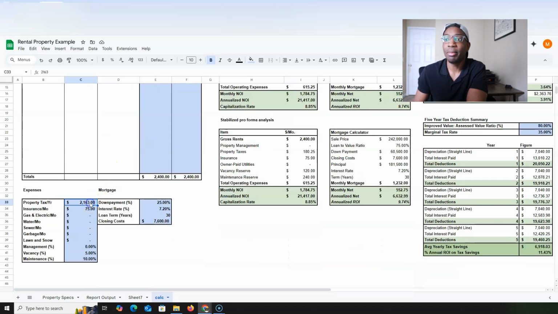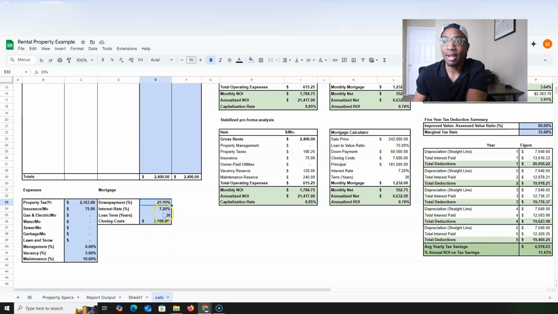And then property taxes, this is just based off of what I found online, insurance, and then I set aside money for vacancy and maintenance. So I just put 15%. Some people go higher, some people stay lower, but to be more conservative, probably should be closer to 20%, but I just put 15%. I estimated $7,600 for closing costs. It may be a little bit more. Interest rate, I just put 7.2. It might be a little bit higher, just depending on the day.